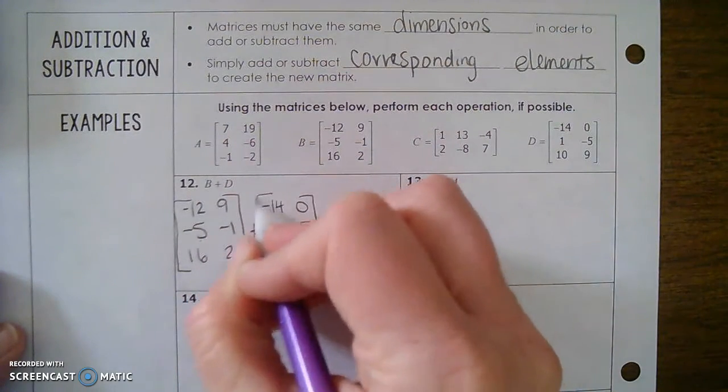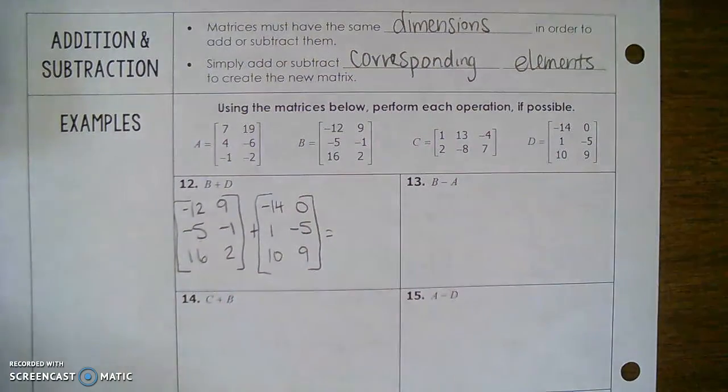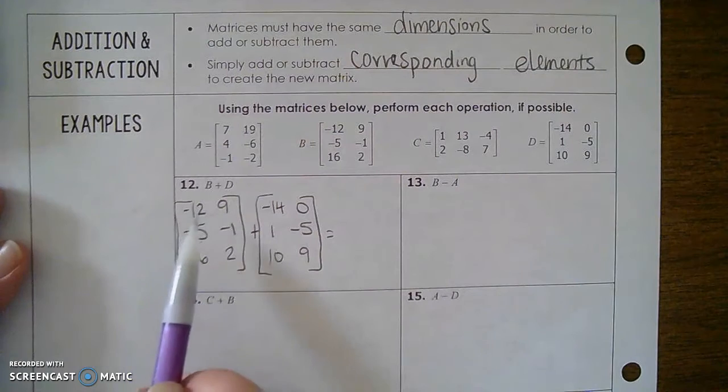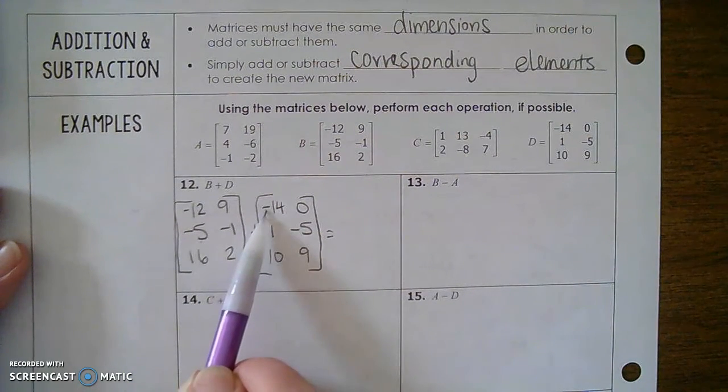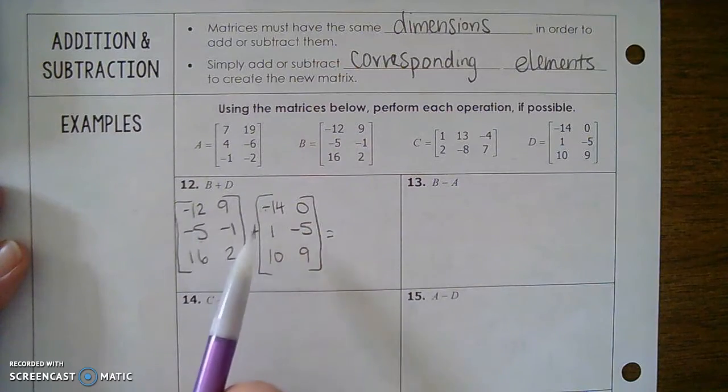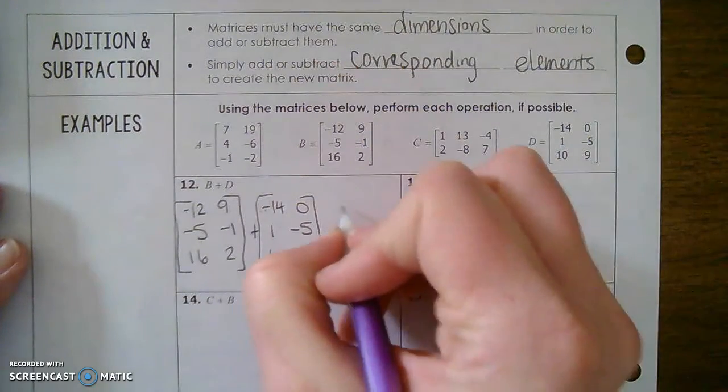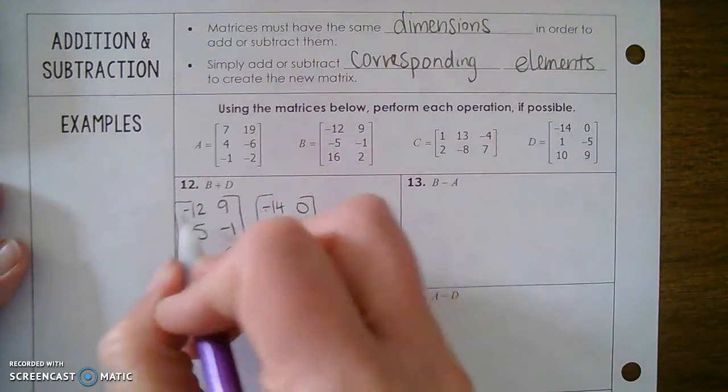And again, you do not have to rewrite them. If you are able to just look up above and see, that's great. I just want you to see how this works. So we take negative 12 plus negative 14. These are the two that match, and it's an addition sign. That gives us negative 26, goes in that first spot.